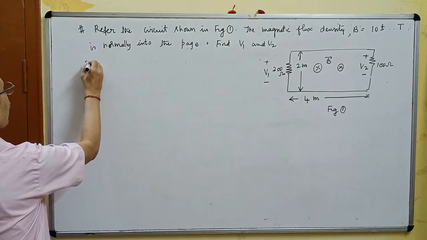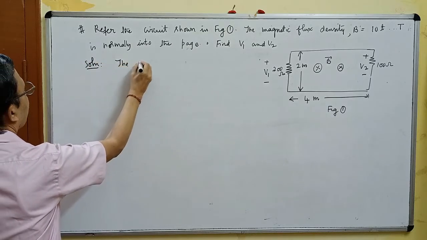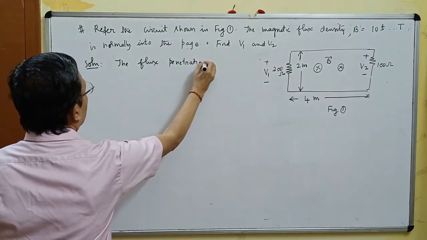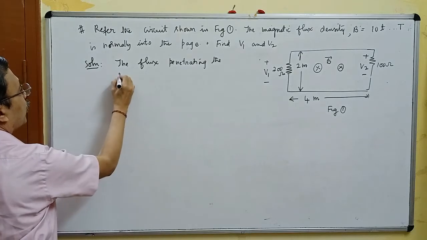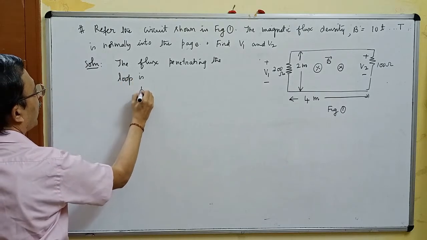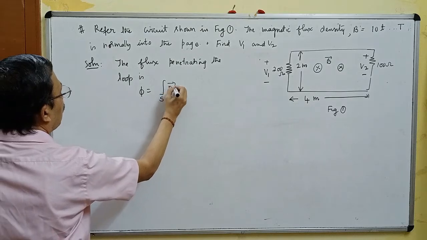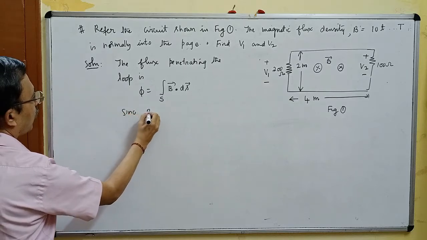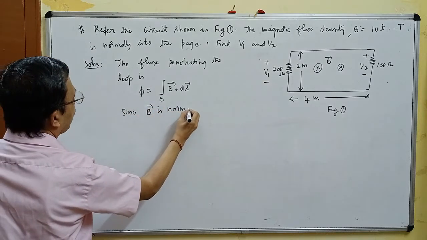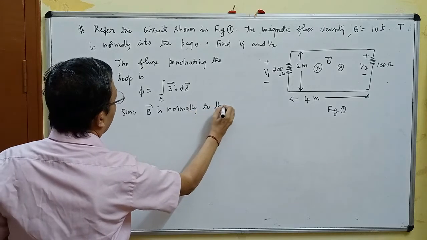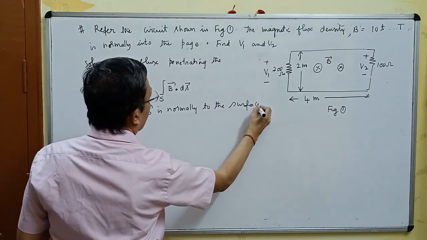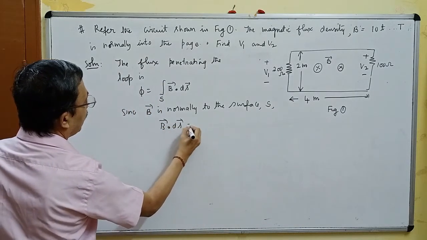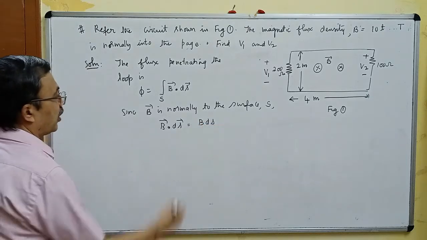Solution. The flux penetrating the loop is phi is equal to surface integral vector B dot ds. Since vector B is normal to the surface S, B dot ds is equal to B into ds. Dot product becomes simple product.